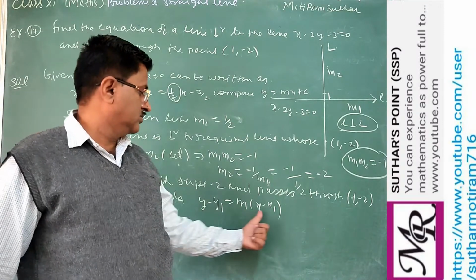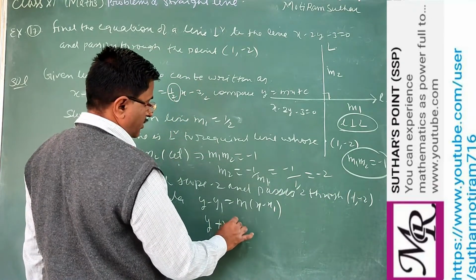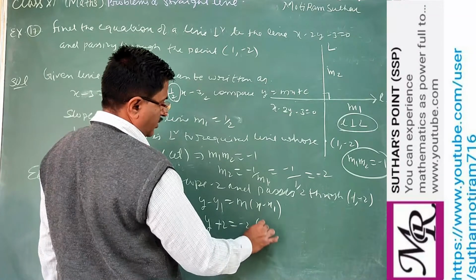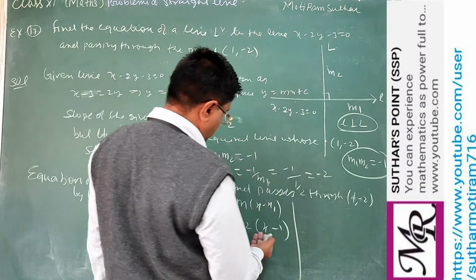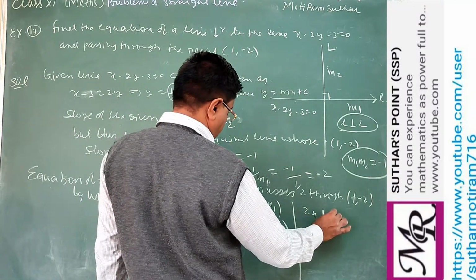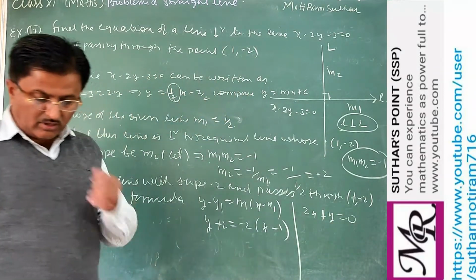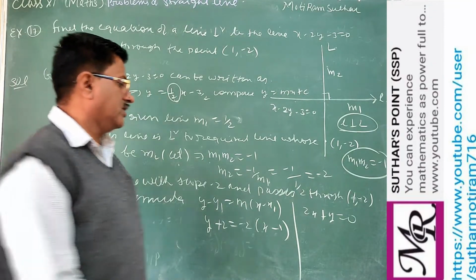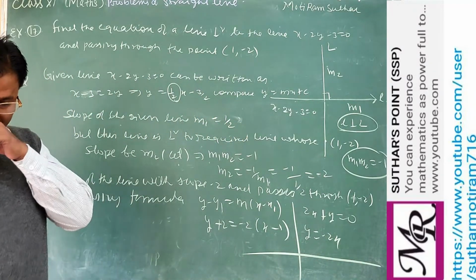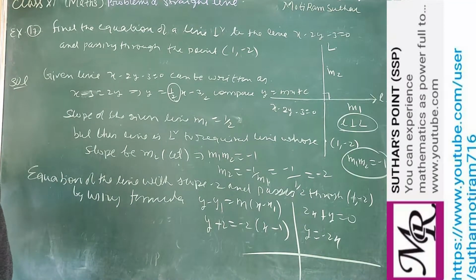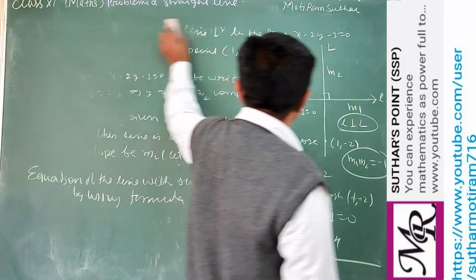Clear? So put the values: y minus y1, that is -2, m, that is -2, x minus x1, 1. So you simplify and you get the answer. -2x transferred to this side, so 2x plus y, and the plus 2 transferred gives 0. So 2x plus y equal to 0, or you can say y equal to -2x. That is the required answer. Clear?